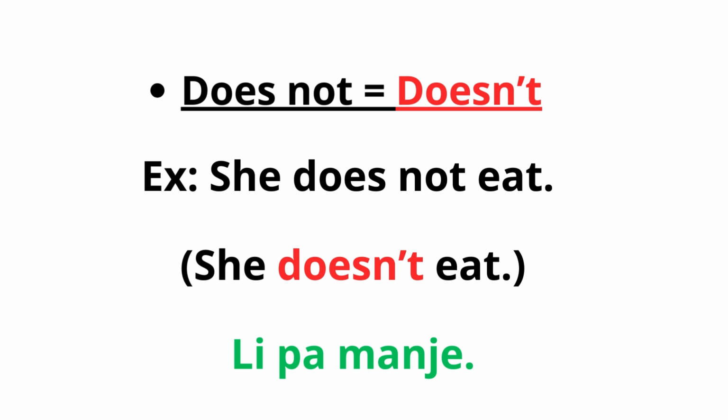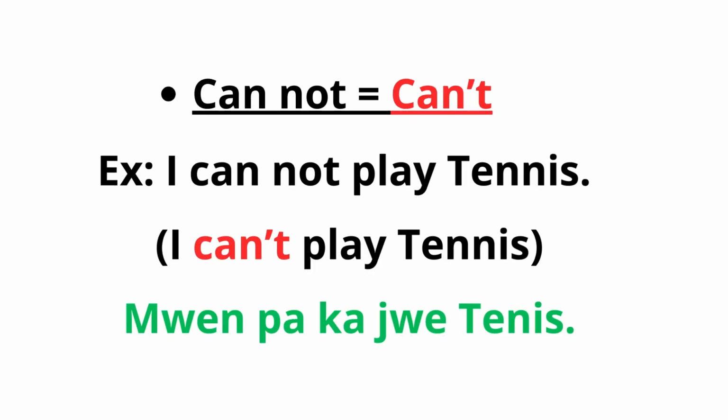She does not eat. Instead of saying she does not eat, we can say she doesn't eat. Okay? It becomes simpler. She doesn't eat. Good job. And we have cannot.